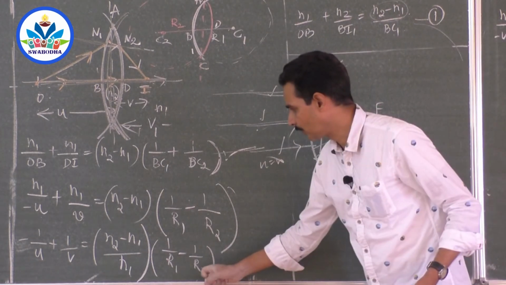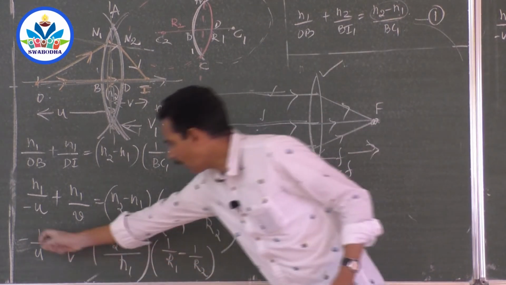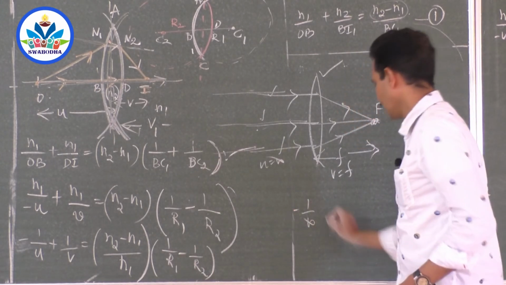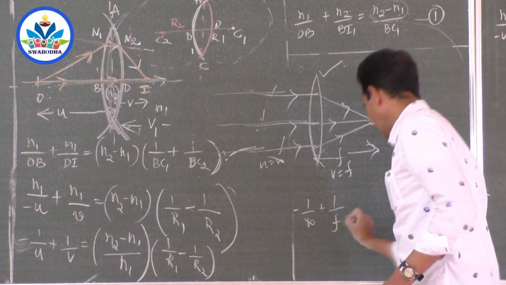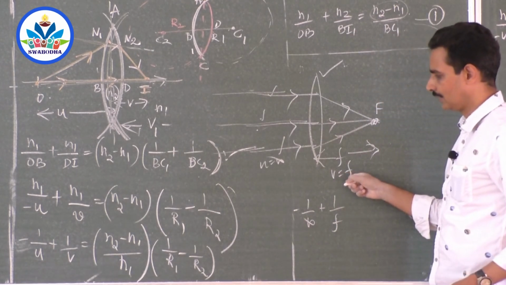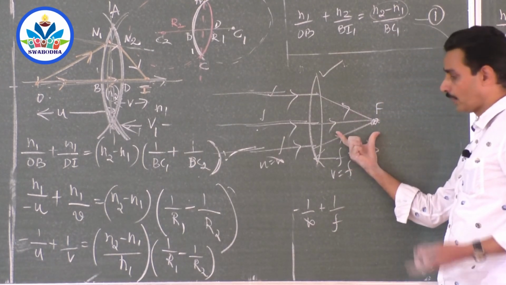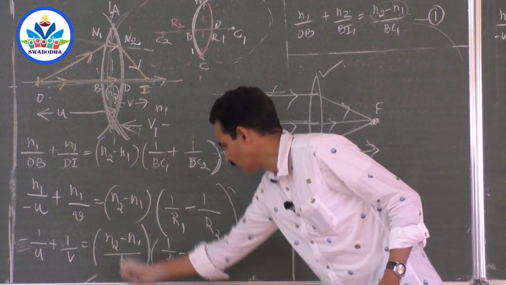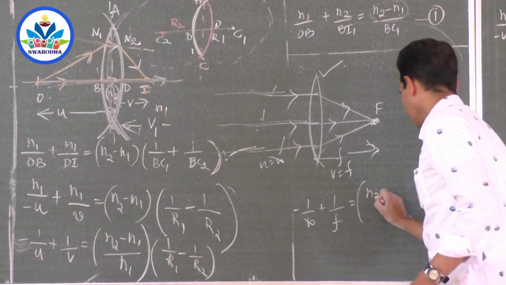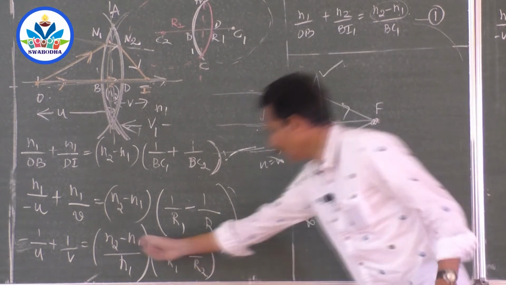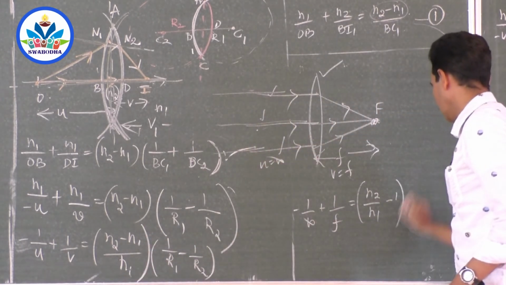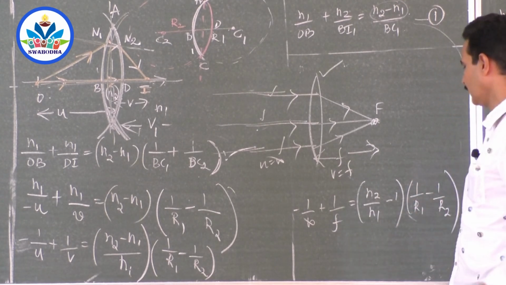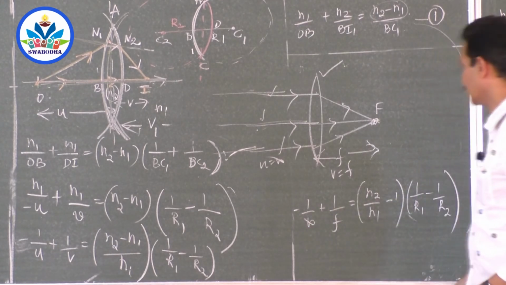Apply it here. Hope you can see this one. 1 by object distance, 1 by infinity, of course, minus, plus 1 by v, 1 by focal length. That is this one, the focal length is the point where the image is formed. What you will get? I will divide this. n2 by n1, n2 by n1 minus 1 into 1 by r1 minus 1 by r2. This is the formula, right? But 1 by infinity is 0.